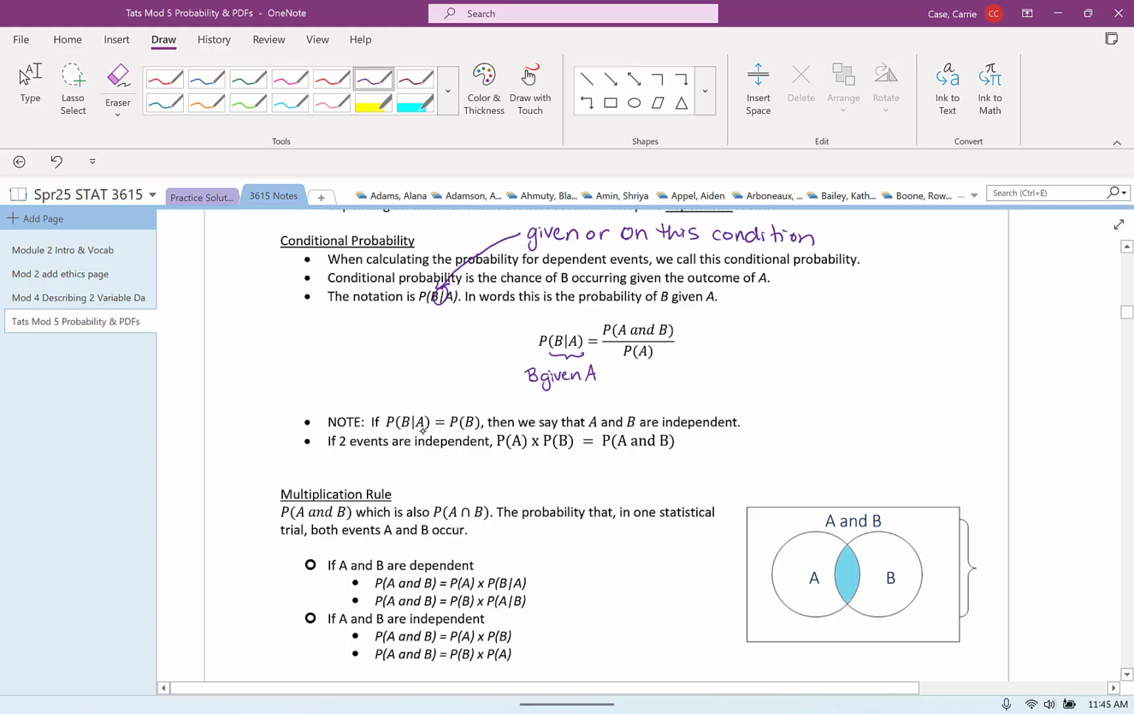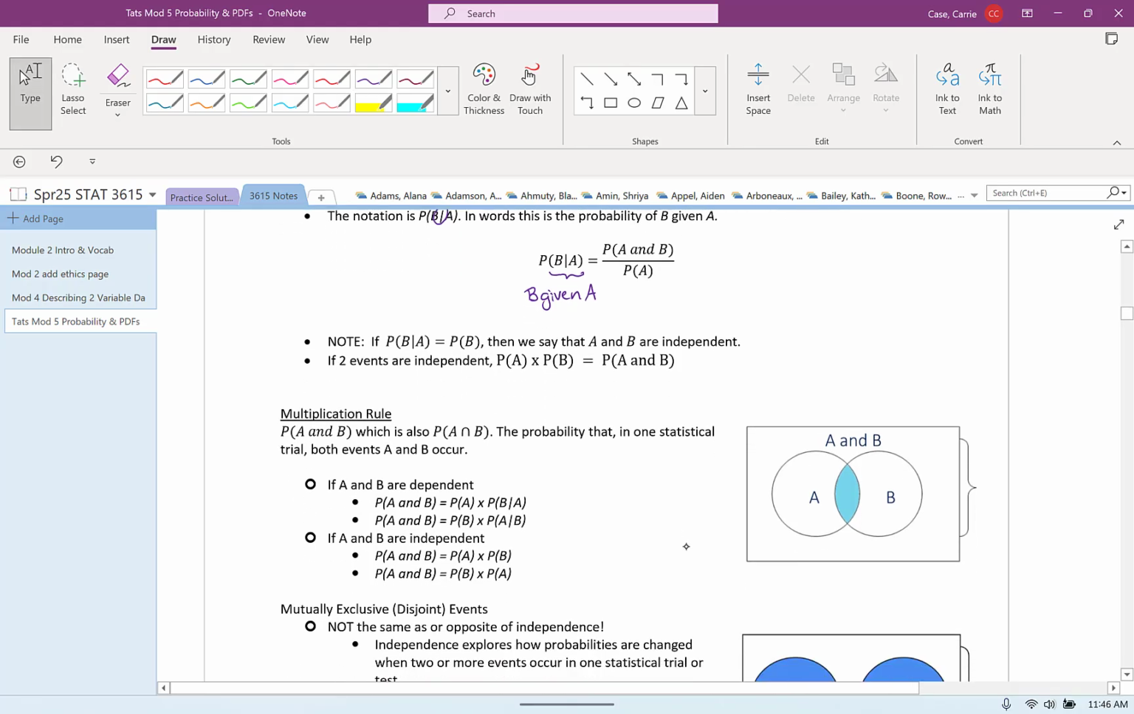If the probability of B given A is equal to the probability of B, then we say that A and B are independent. And if two events are independent, then the probability of A times the probability of B is equal to the probability of A and B.